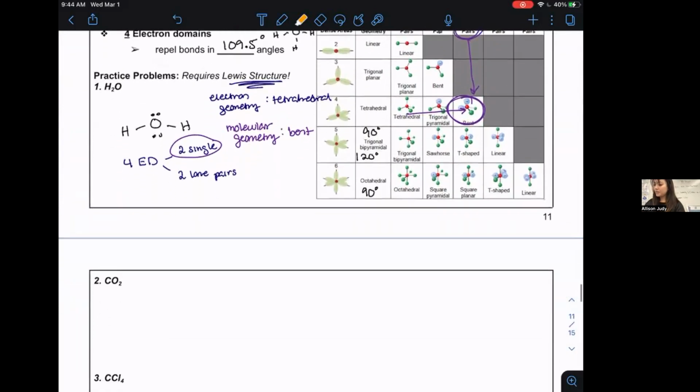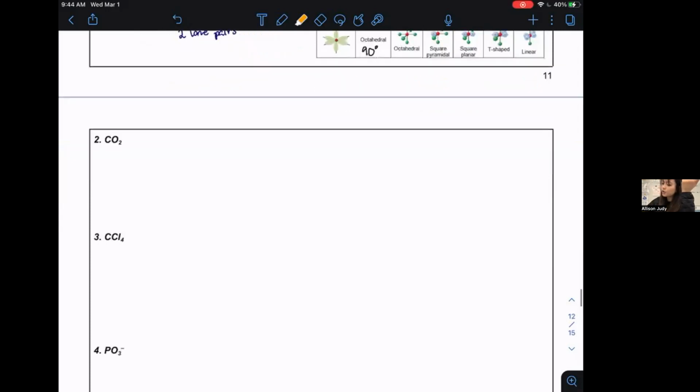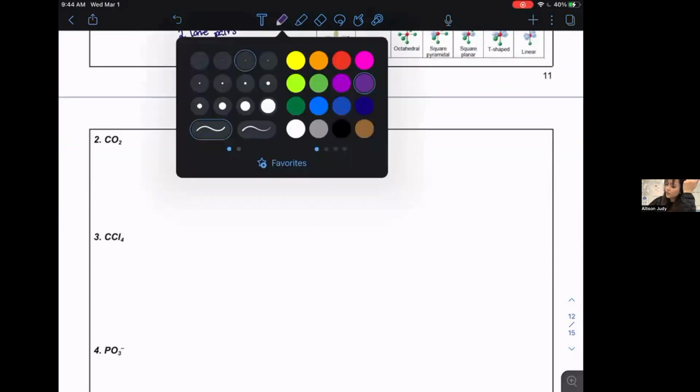Yes, excellent. So anytime you have a lone pair on the central, your molecular geometry will look different than your electron geometry, what you would think it would be. Okay, next one, CO2. That's easy. Okay.